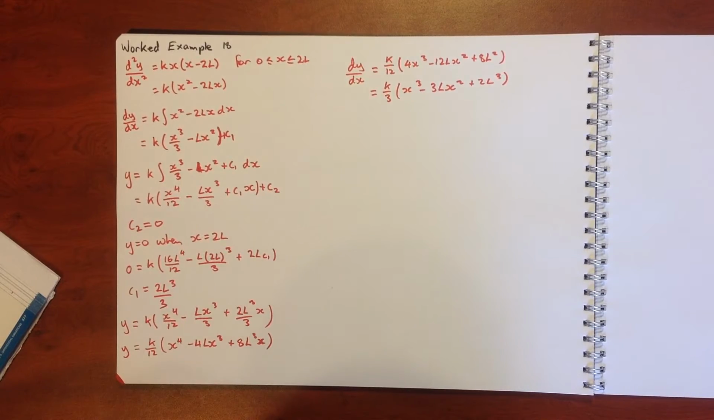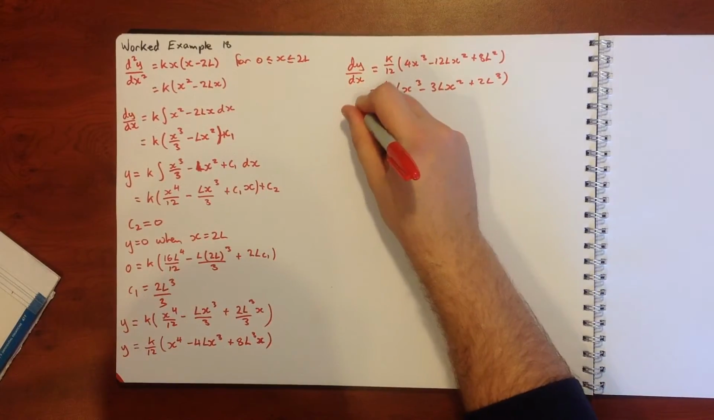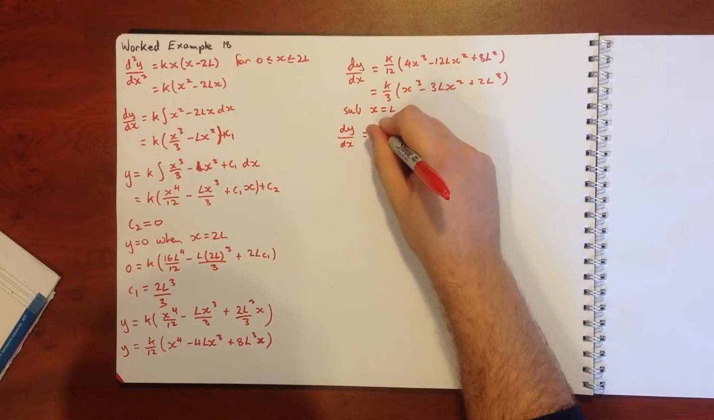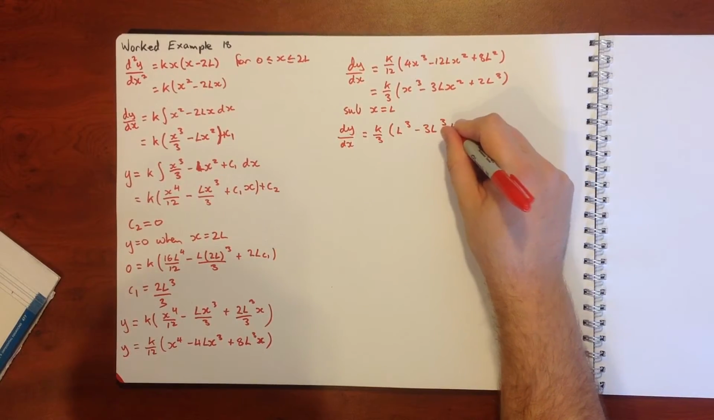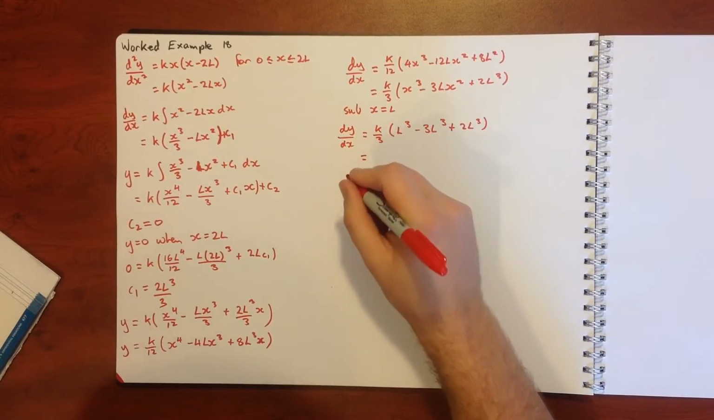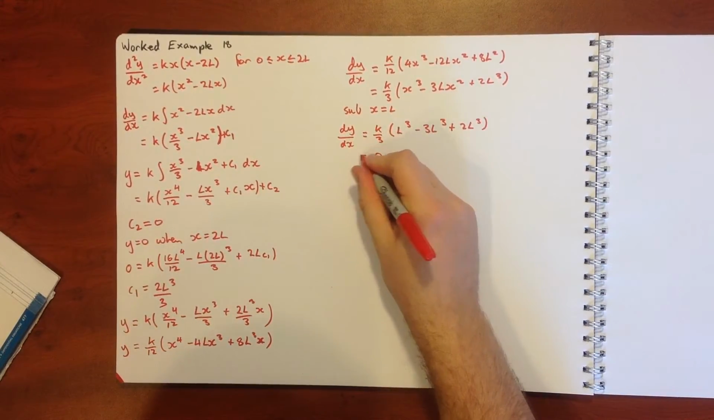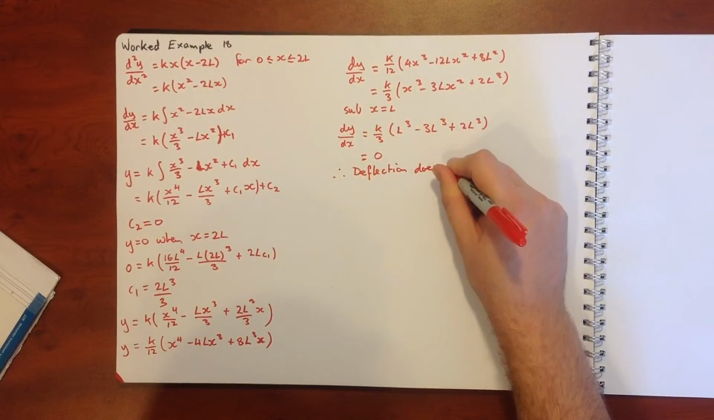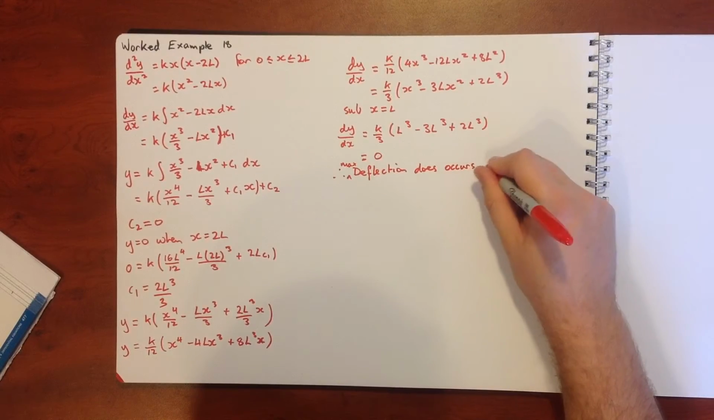Now, we want to show that our maximum deflection occurs in the middle of the beam. Our beam, remember, is 2L in length, so the middle of our beam is when x equals L. So we can substitute in x equals L. That means dy dx equals k on 3 outside of L cubed take 3L cubed plus 2L cubed, which means we're going to get 0, which is exactly what we want. This all cancels out. So yes, because that's when our derivative is equal to 0, therefore maximum deflection occurs in the middle of the beam.